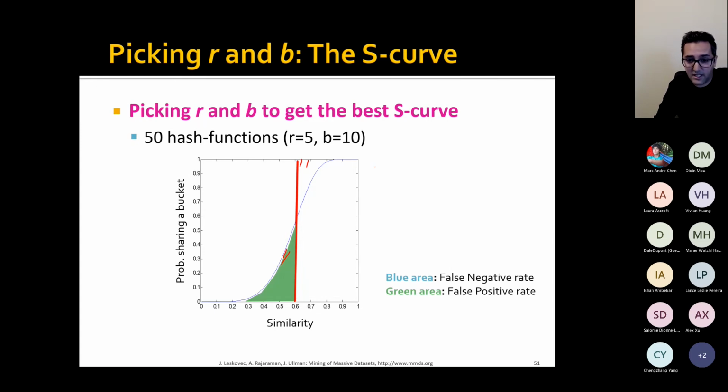This area, the green area, is false positive. Why? Because the similarity is lower than the threshold, so they should not be identified as candidate pairs. But unfortunately, there is a positive probability that we pick those pairs as candidate pairs. So it's a false positive, right? It was not supposed to happen, but it happened, right?